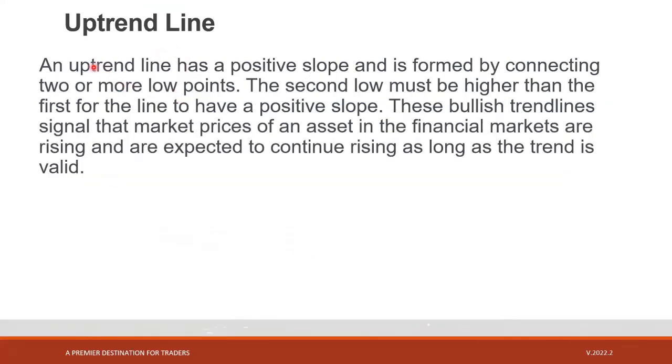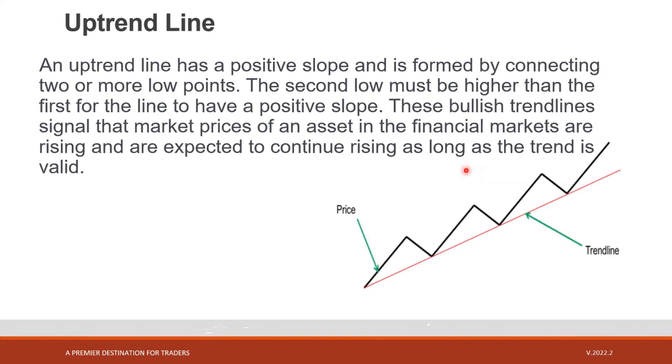Now, an uptrend line has a positive slope. The point is, as price is making higher highs and higher lows, we connect the lows and then wait to see what price would do in the future, similar to something like this.